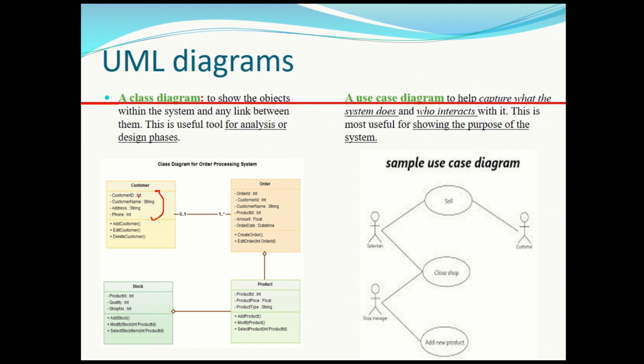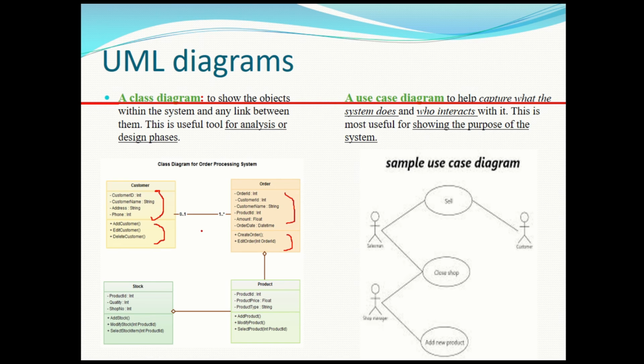For example, for the customer, we have customer ID, customer name, address, and phone. And these are the operations or the behavior for this class or object. So we can have add customer, edit customer, and delete customer. Same thing for other objects. They have attributes, and they have behavior as well.